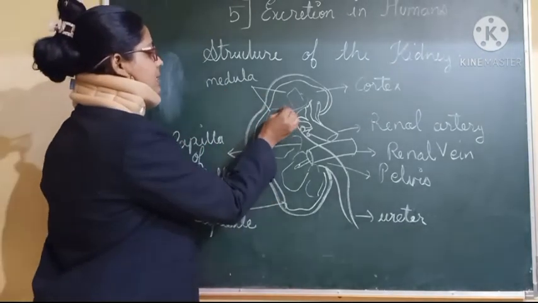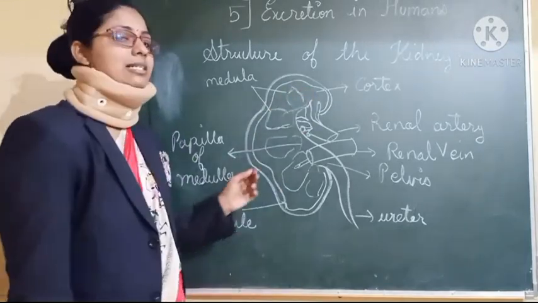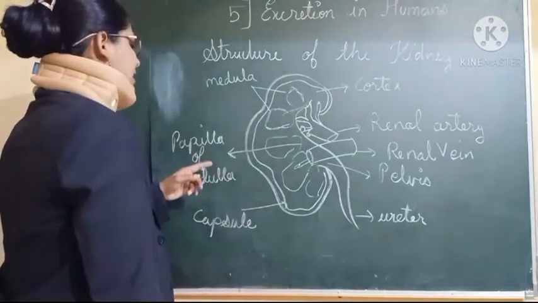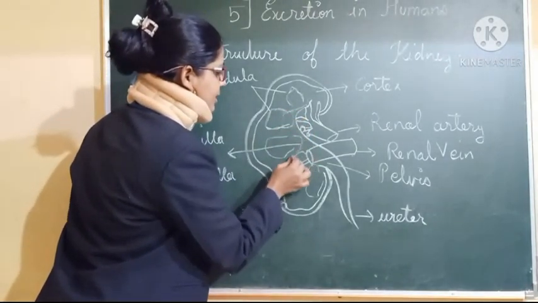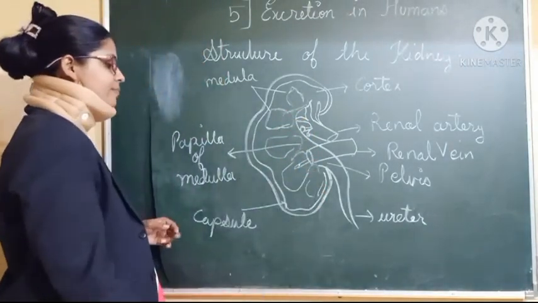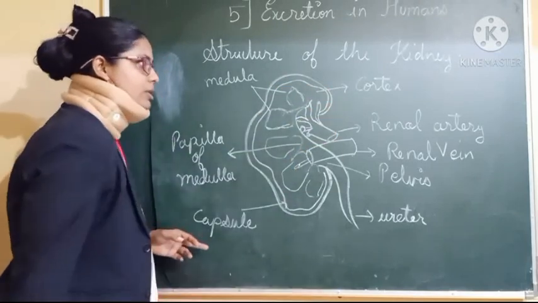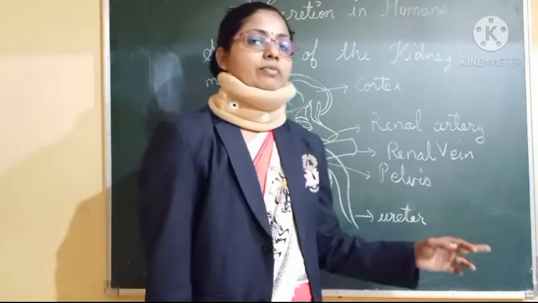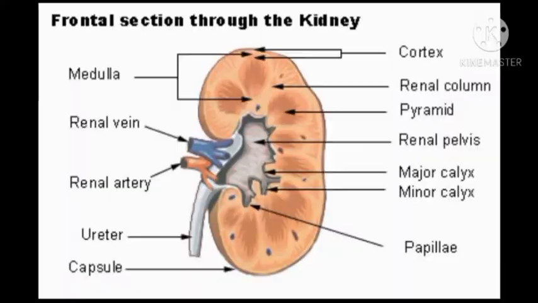This leaf-like, petal-like structure is known as the medulla. Then these are the papillae of the medulla. This inside structure is known as a capsule. Okay, so this is the structure of a kidney. How it is functioning, let us learn with the diagram.